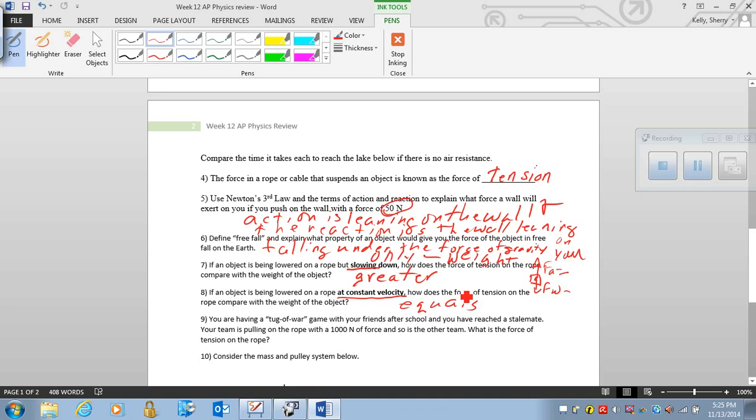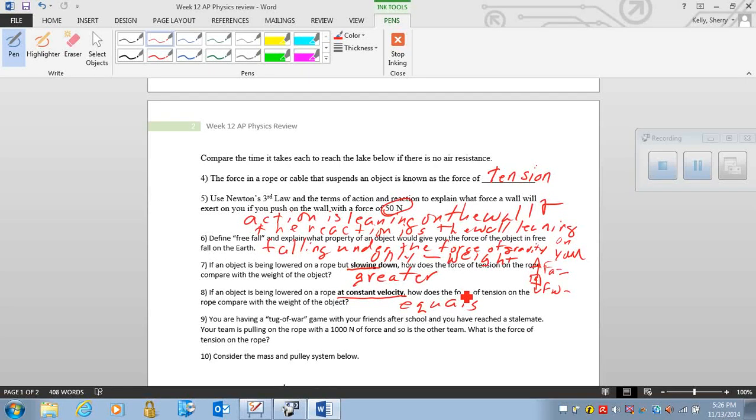Okay, so you're having a tug-of-war game with your friends after school, and you have reached a stalemate. Your team is pulling on the rope with 1,000 newtons of force, and so is the other team. What is the force of tension on the rope? Most people will answer one of two things, either 0 or 2,000. And 0, if you think about it, has to be the wrong answer, because if I have 0 tension on a rope, it's going to slack. It's not going to be taut. And we're in a tug-of-war, and that rope is going to be taut. It's understandable for people to say 2,000, because they say, well, then we're just going to add together the force.